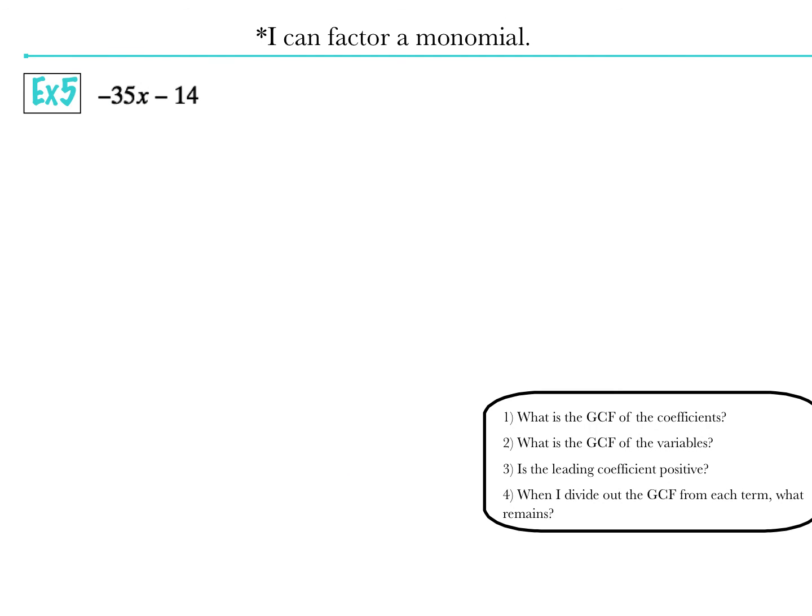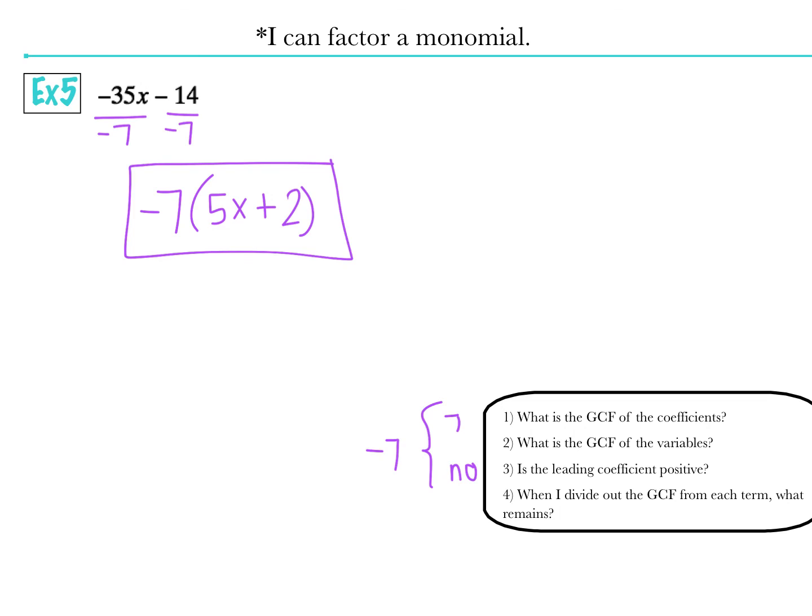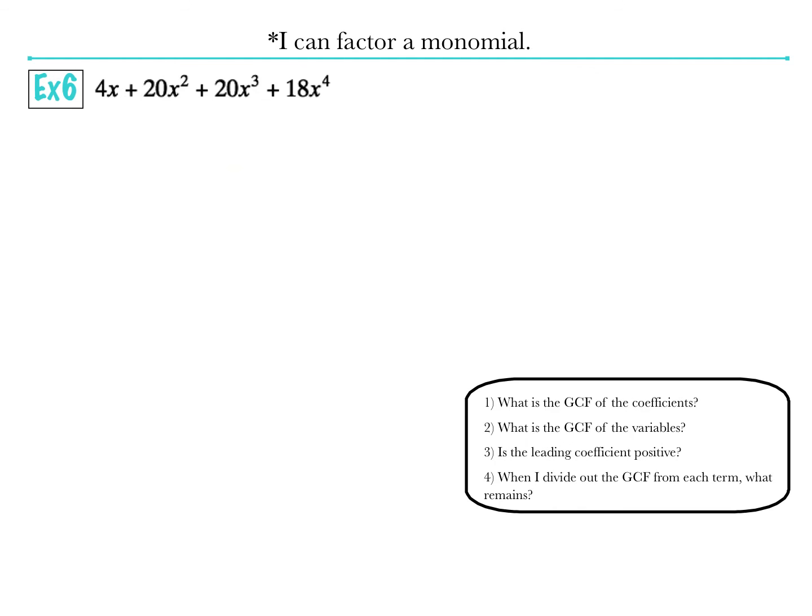All right, I'd like you to pause the video, and I want you to try this one all on your own. Factor it completely. All right, so hopefully you were able to identify that the only thing that they had in common was a 7. They did not share a variable. And the leading coefficient is not positive, so I need that to be a negative 7 that I take out. And when I do, I'm left with 5x plus 2.